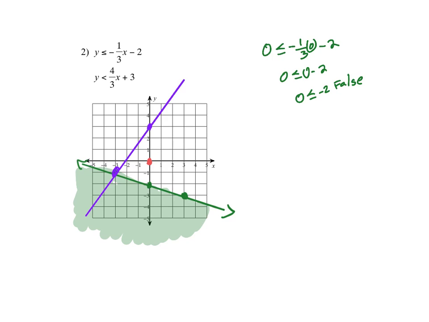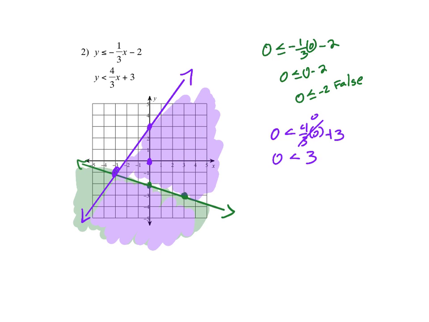Again, I'm using exactly the same point. I'm going to use the 0, 0. 0 less than 4/3 times 0 plus 3. This becomes 0. So 0 less than 3. This is true. So that means that now I'm going to shade right here, and I'm going to change everything this side right here, right?